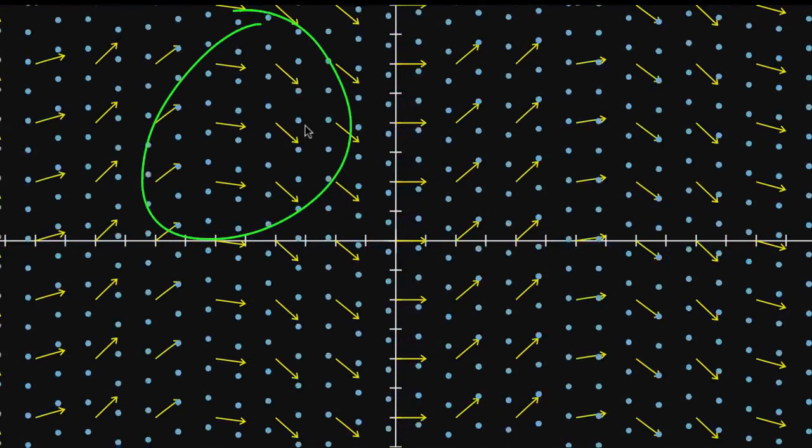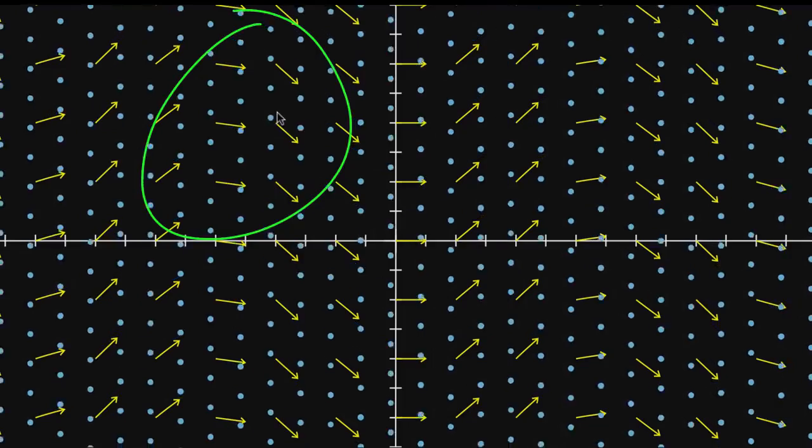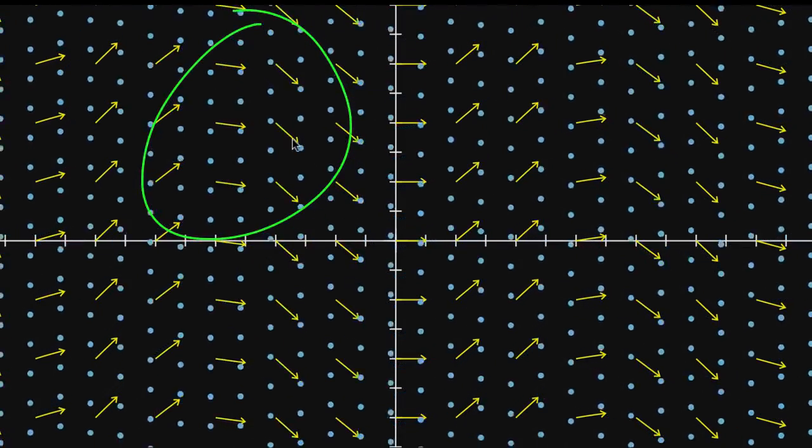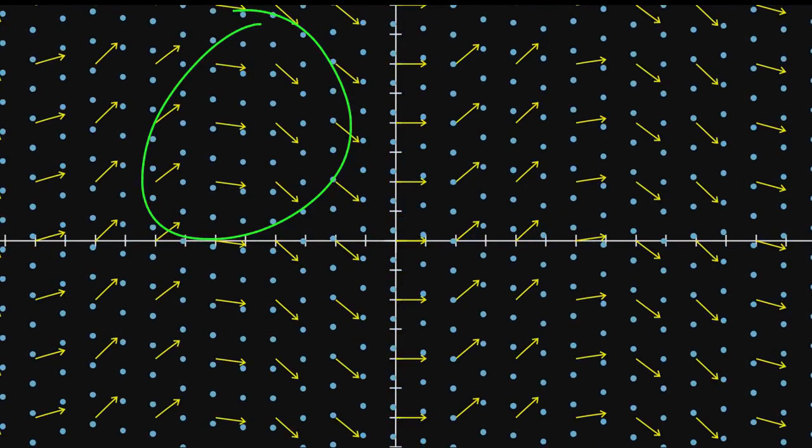In this particular example, you can look and it doesn't look like the count changes, certainly not by much. It's not increasing over time or decreasing over time. And in a little bit, if I gave you the function that determines this vector field, you will be able to tell me why it's the case that the number of molecules in that region doesn't tend to change.